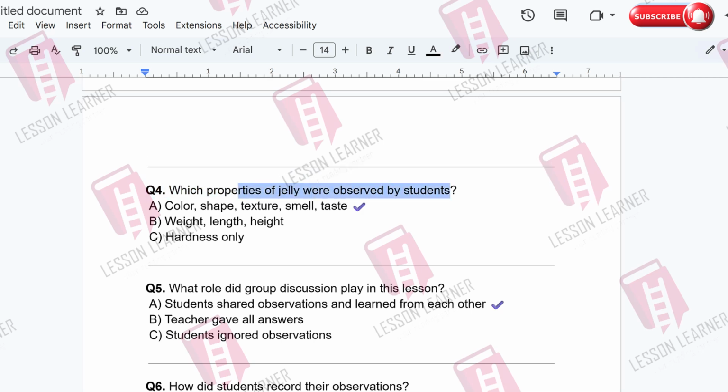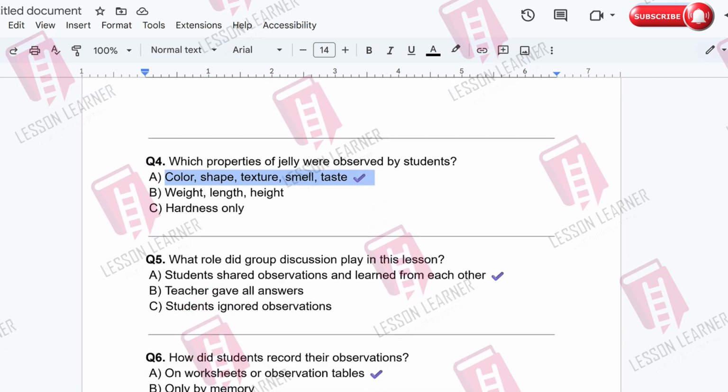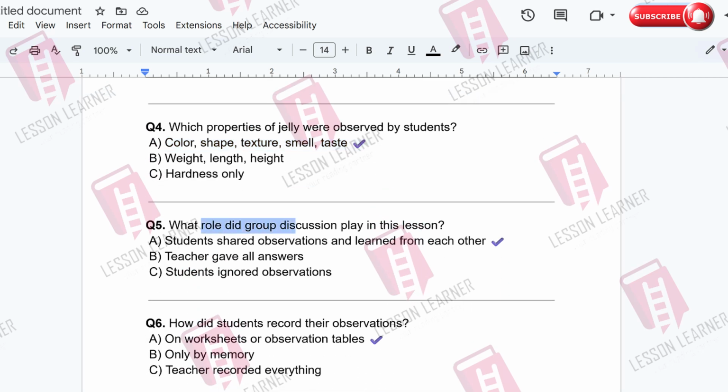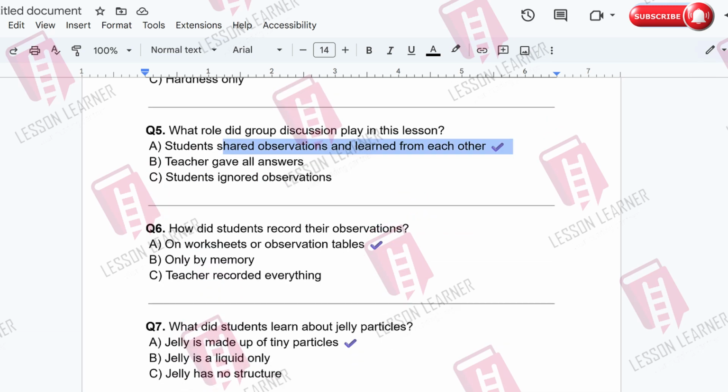Which properties of jelly were observed by students? Its color, shape, texture, smell, and taste. What role did group discussion play in this lesson? Students shared observations and learned from each other.